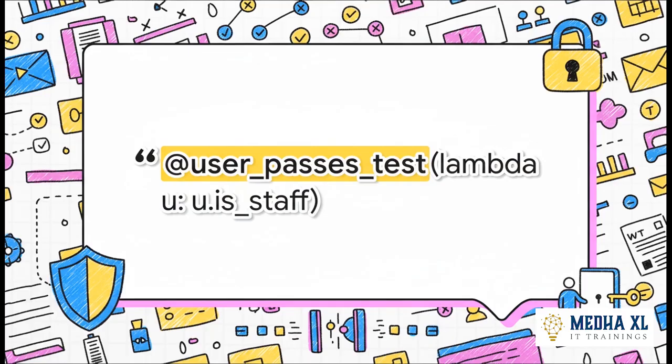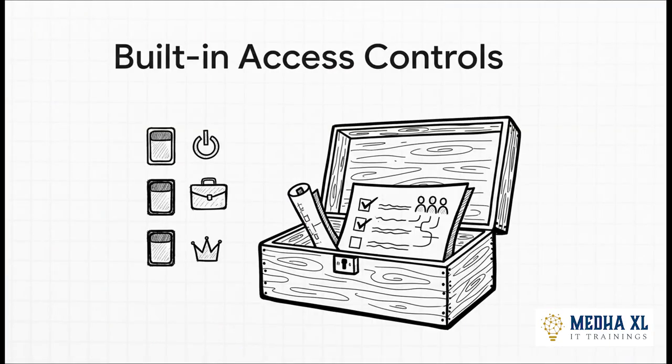But what if you need more control? What if a page should only be seen by, say, staff members? For that, you can use the @user_passes_test decorator. All we're doing here is giving it a quick little test. Hey, for this user, is their is_staff flag set to true? If the answer is yes, they're in. If it's no, they're denied. It's that simple.